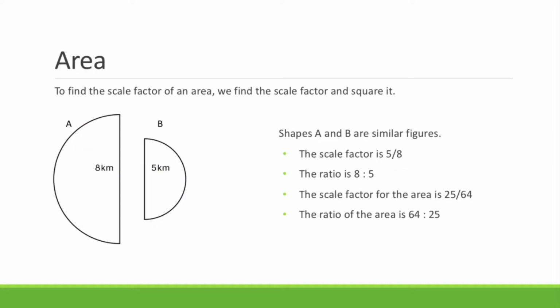Let's have a look at another example. We've got 2 semicircles here. Scale factor is 5 over 8. The scale factor for the area is 25 over 64, which is basically 5 over 8 squared.